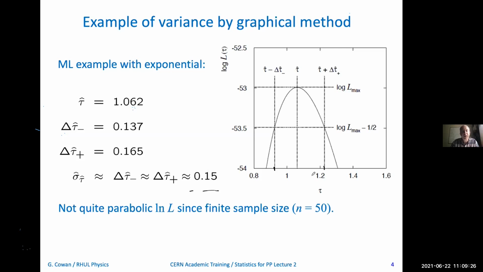Remember, we said that this log likelihood function becomes parabolic in the large sample limit, but in this Monte Carlo sample, it was just with 50 observations of the random variable t, so it's not exactly parabolic. You can see already the departure from the asymptotic case.